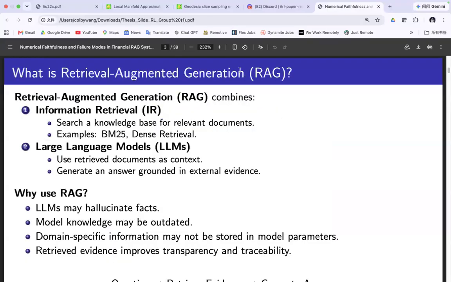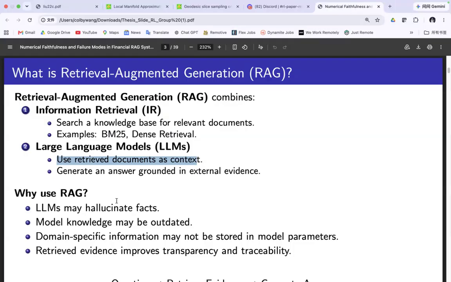Now, what is a RAG? We'll give some formal definitions. It combines what we call information retrieval, where we search a knowledge base for documents that are very similar to the query, for example with BM25 or some other dense retrieval method, and large language models, where we give the retrieved documents to the model and it generates an answer grounded in external evidence, ideally.